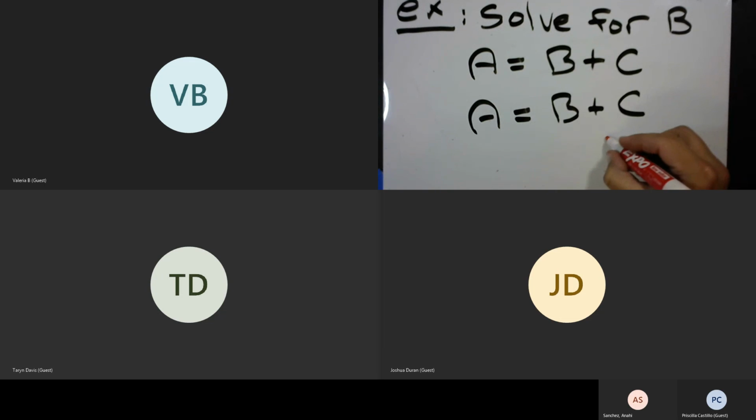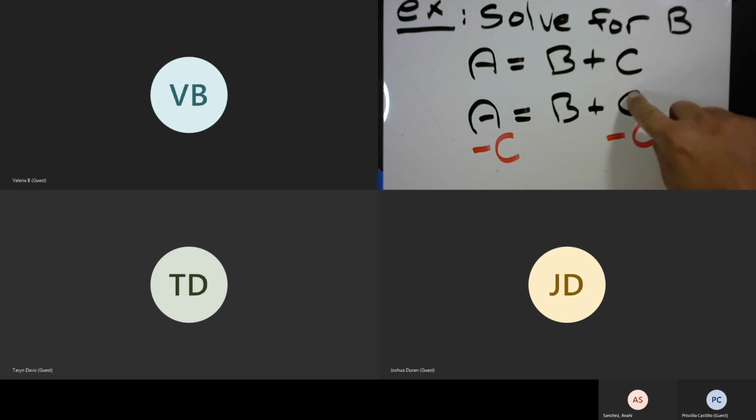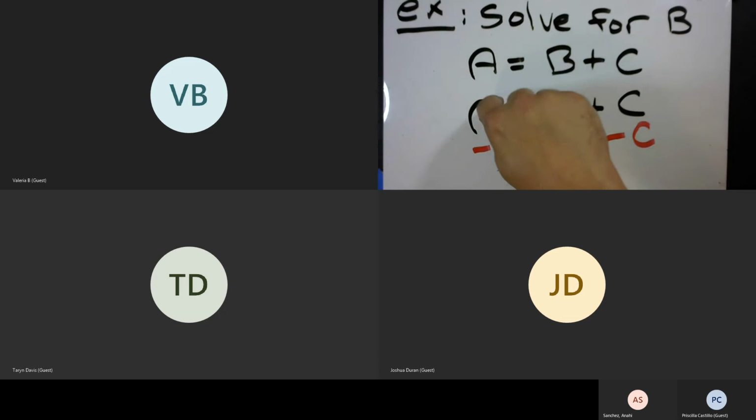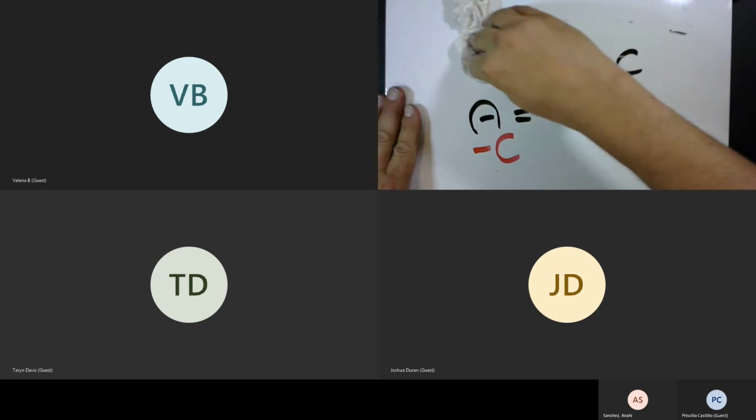So C, we're going to move C by subtracting and canceling to the other side. So we subtract C, plus C, this will cancel. Now we get A minus C over here. Now this is kind of strange. What's A minus C? What do you do with that?